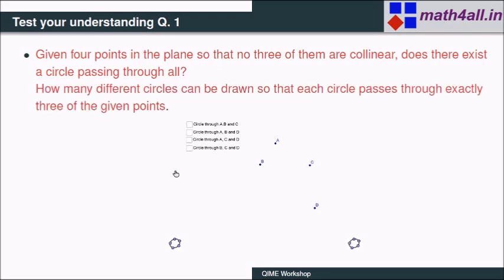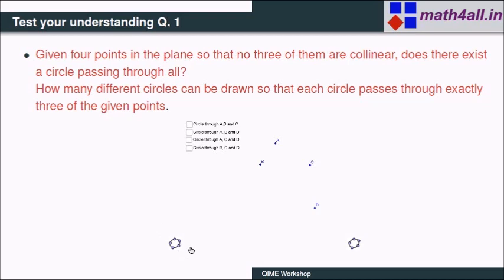So there are two questions. One is, given 4 points which are not collinear, does there exist a circle passing through all? Can we have at least one circle passing through all the 4 points? And will it be unique? Will there be a unique circle passing through them? How many different circles can be drawn if the circle passes through exactly 3 given points? That is a question of permutations and combinations. You can solve both of them very nicely in GeoGebra.